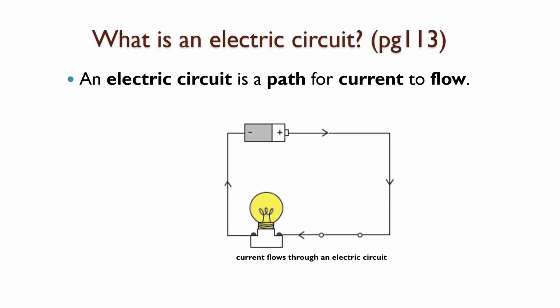So what is an electric circuit? An electric circuit is a path for current to flow. Current will flow from the positive end to the negative end. Now just keep in mind, this is the flow of current as opposed to flow of electricity. Electrical charge will flow from negative to positive, while current is positive to negative.